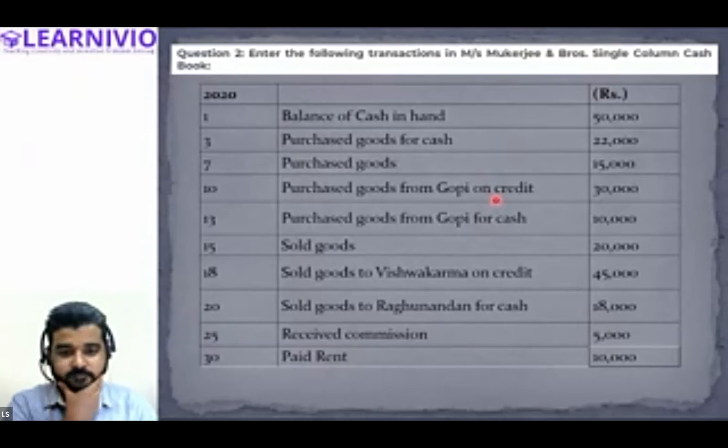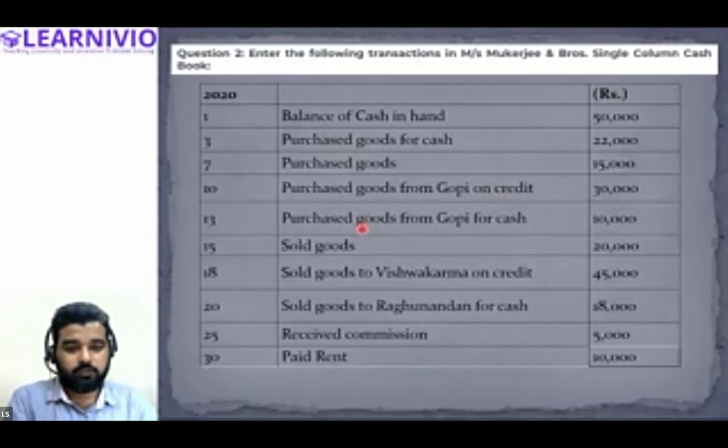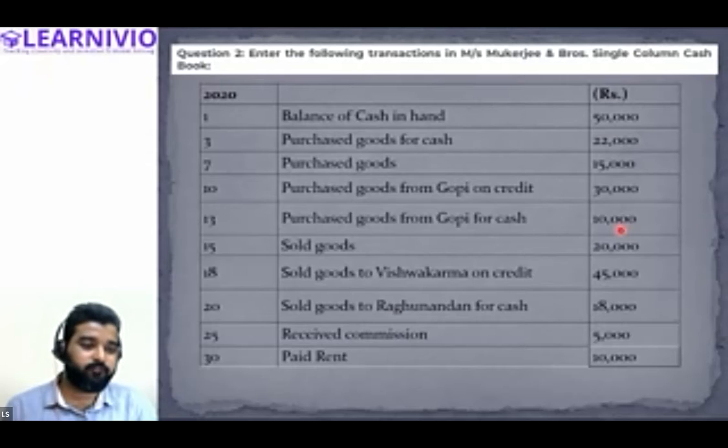So can you tell me the amount for the 13th transaction? On the 13th, purchase goods from Gopi for cash, rupees 10,000. Okay, so thanks. Purchase goods from Gopi for cash 10,000. So basically there will be an outflow of cash on account of purchase, so we will write it as by purchase account 10,000.